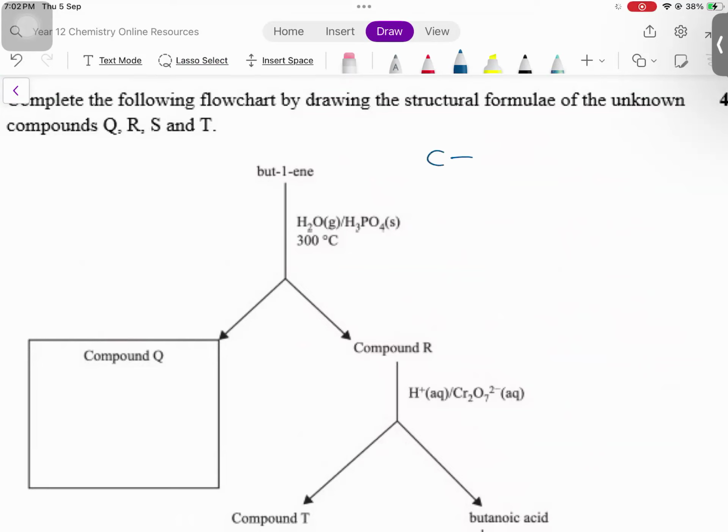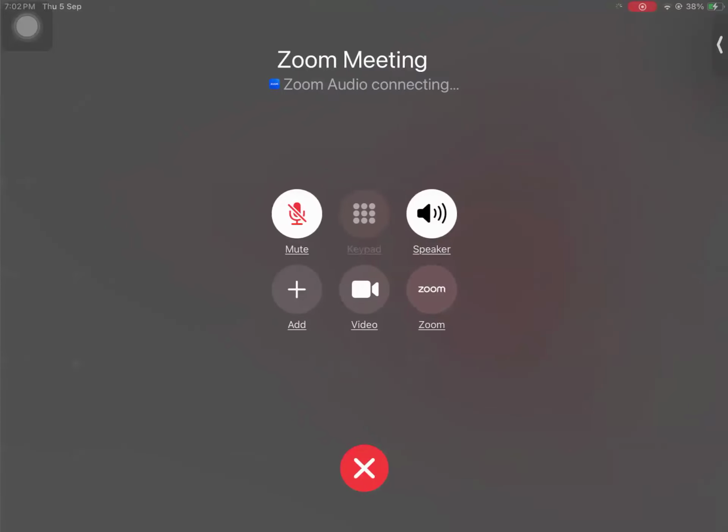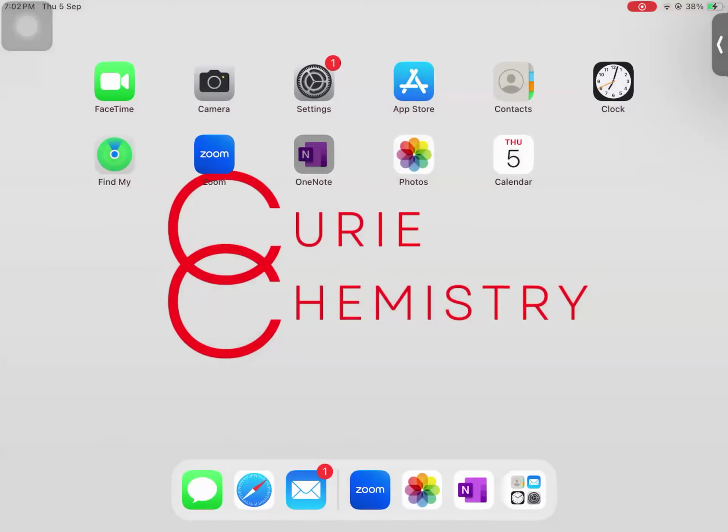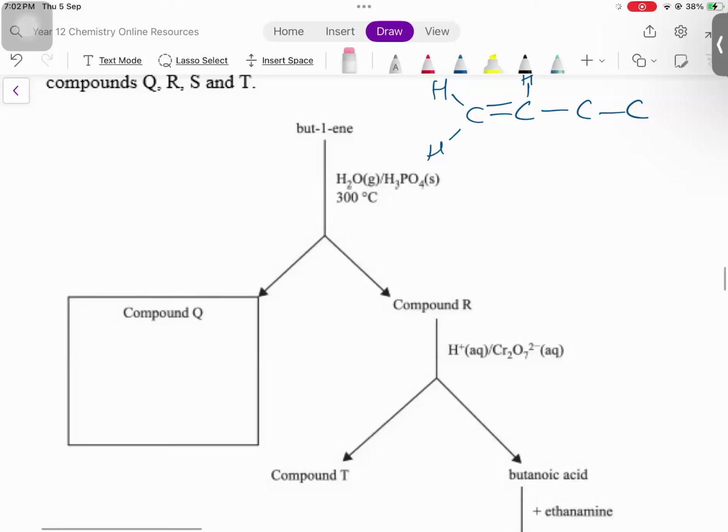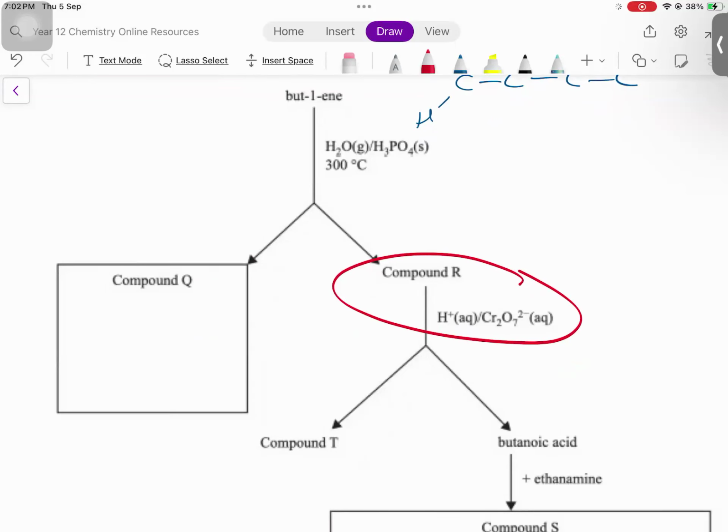So you know how butene looks like this? When you add the water, you can either put the OH here or you can put the OH here. So we don't know which one to put where yet, so we have to keep going. Now, the product on the left, there's no reactions that it keeps on going to. The product on the right goes to react with dichromate, which is an oxidizing agent.